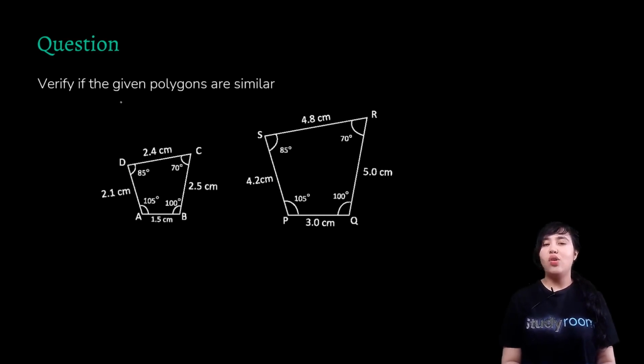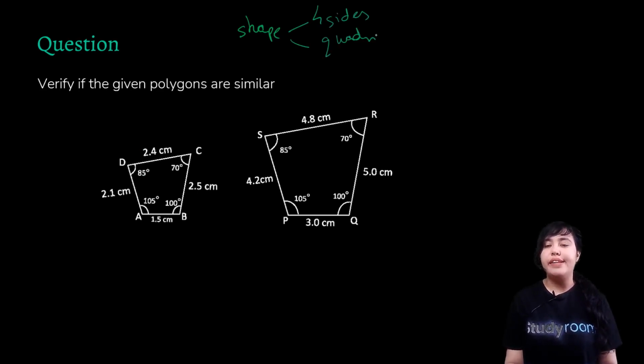Now, using that knowledge, we will verify if the given polygons are similar or not. So first of all, you need to look at the shape. For shape, you need to first look at the number of sides. Both of them have 4 sides each and both are quadrilaterals. You can visually make out the shape. So the shapes are the same.